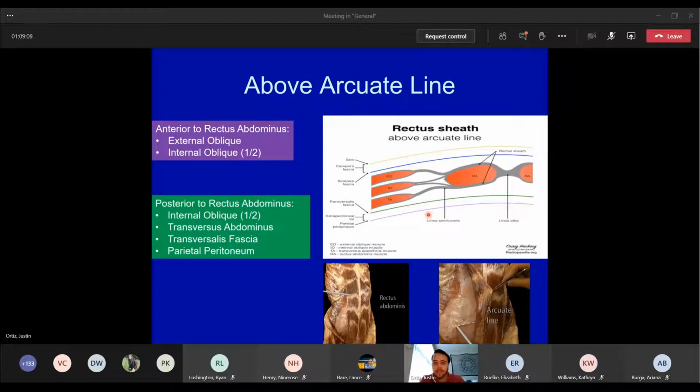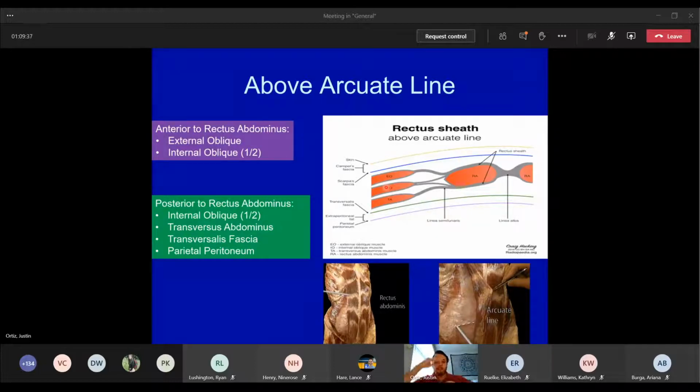I'll just say it one more time, but you have the external oblique, and then half of the internal oblique are going to go anterior to the rectus abdominis muscle. So, like we said, you have the rectus abdominis muscle, which is what makes your abs, right? You have an anterior rectus sheath and a posterior rectus sheath surrounding the rectus abdominis. What makes that sheath? What makes that sheath is going to be the contributions coming from these side muscles, the external oblique, the internal oblique, and the transversus abdominis, right? So we get that, right?